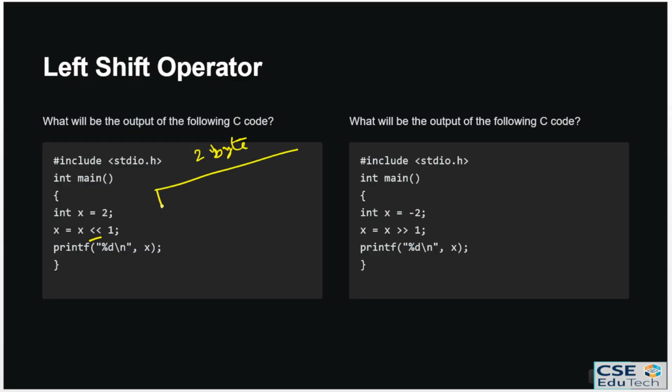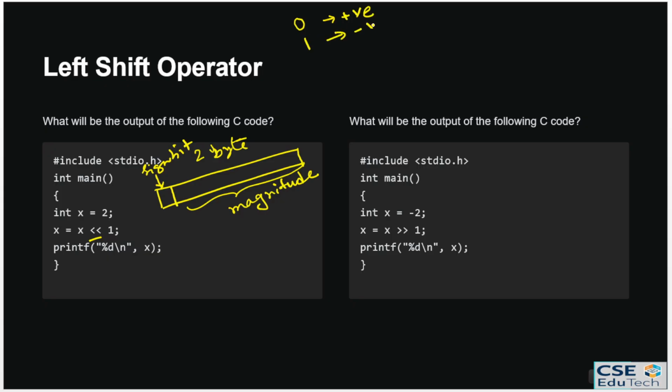So the total number of bits will be 16. The first, or leftmost, most significant bit is basically the sign bit, and the remaining portion is basically the magnitude. As 2 is positive, 0 is used for positive, and 1 is used to represent negative in the sign bit. So for positive, the sign bit will be 0. For negative, the sign bit will be 1.